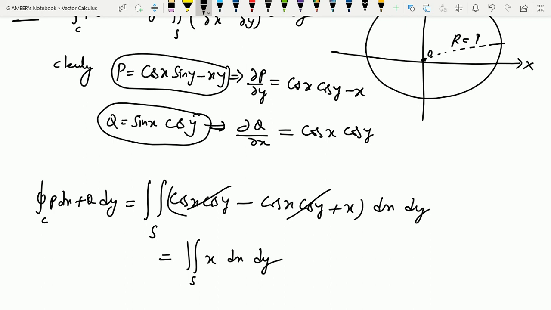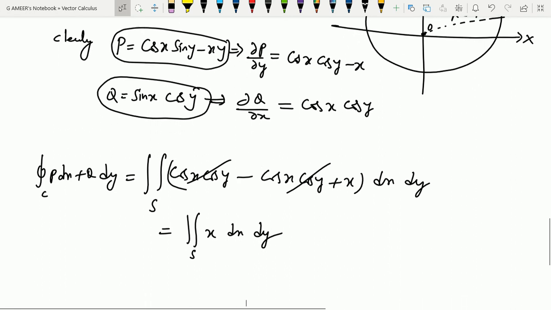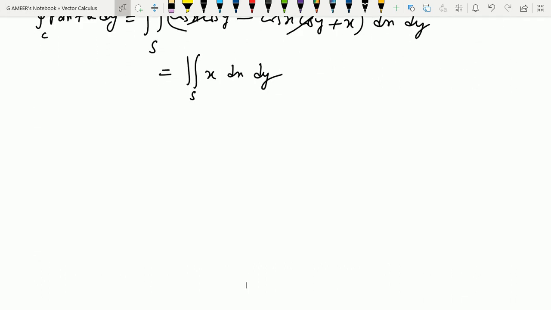Okay. Then we do one thing. We'll use polar coordinates. So we will convert this problem into polar coordinates. For the circle in polar coordinates, x is r cos theta, y is equal to r sin theta, r will be 1. Then what are dx and dy? That is the area element. Dx dy will be equal to r dr d theta.